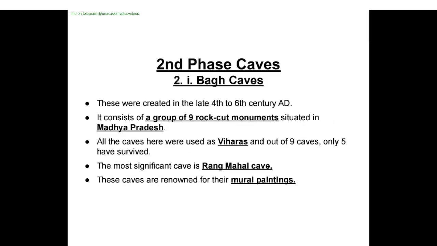Second phase caves, that is Bagh caves. These were created in the 4th to 6th century AD. It consists of a group of 9 rock-cut monuments situated in Madhya Pradesh. All the caves here were used as viharas and out of 9 caves only 5 have survived. The most significant cave is Rang Mahal cave. These caves are renowned for their mural paintings.